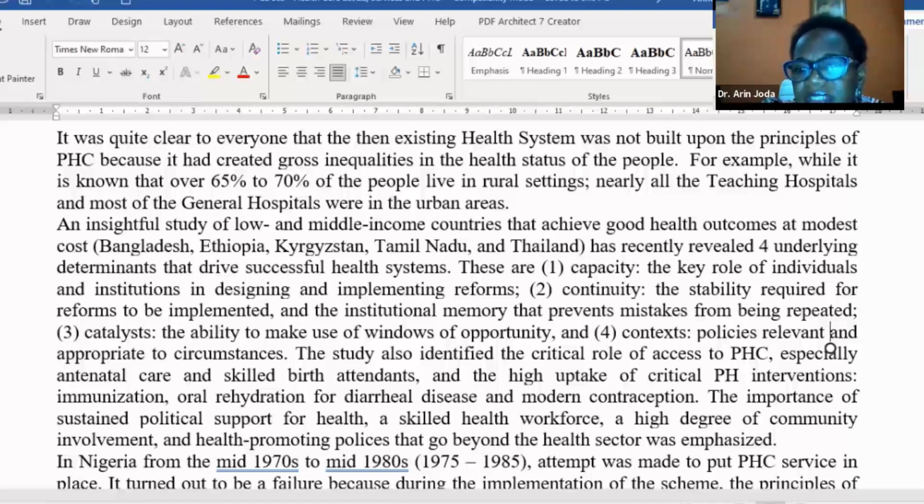So the fourth one is context. Policies relevant and appropriate to circumstances. I've said that when there are no policies, services that are provided are at best fragmented. I put a final year student a couple of years ago to do a study on public health services provided by pharmacists. And it's such a wide range of services that are provided.